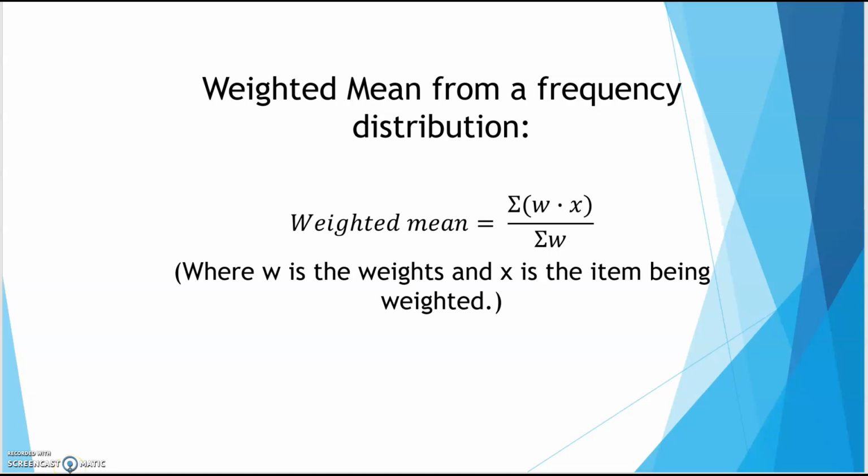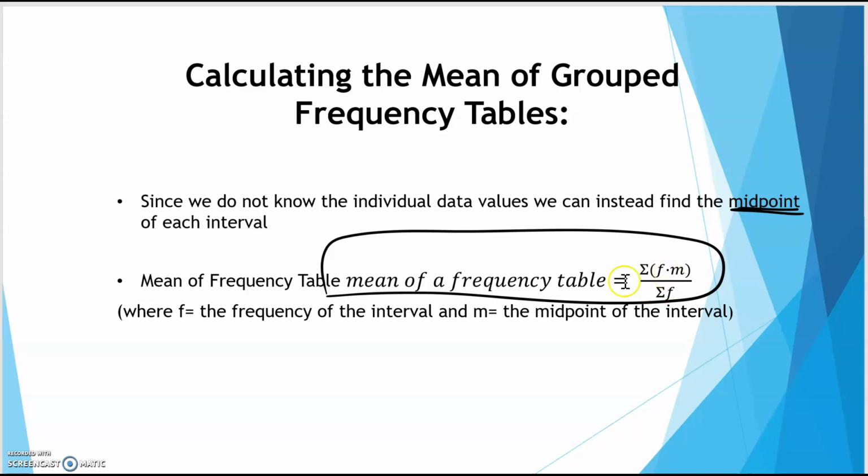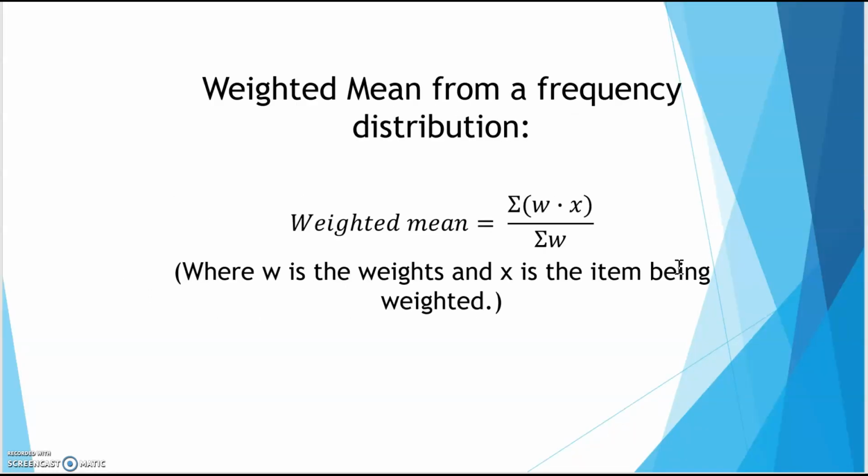All right, last thing we're going to talk about in this section is something called a weighted mean from a frequency distribution. So this is going to be a lot like the last problem using this formula. The only thing that we're going to change is the frequency to a weight and your midpoint to an x, or a data value, or the thing being weighted. Okay, so W is the weight and X is the item being weighted.